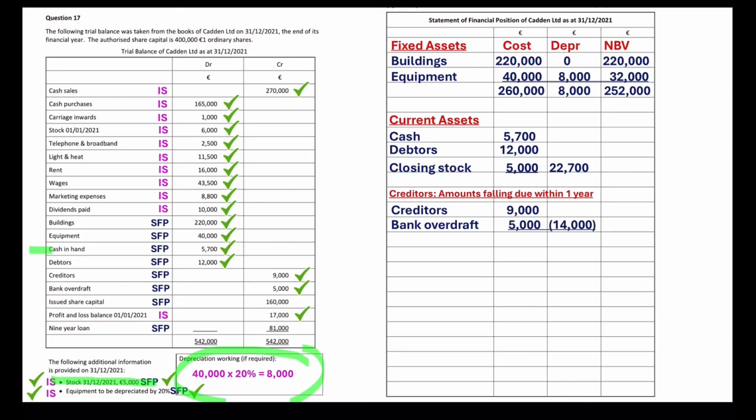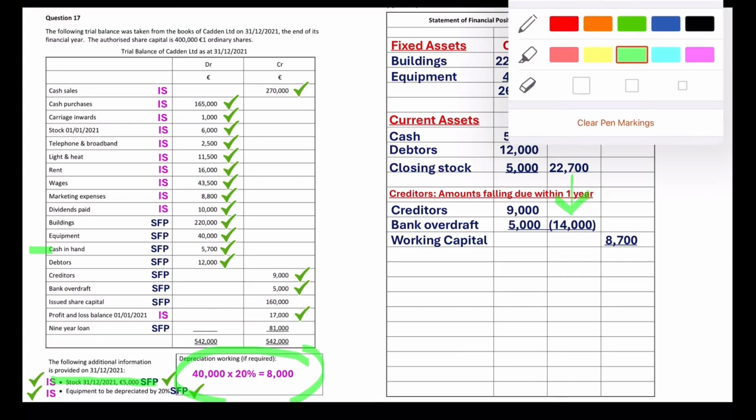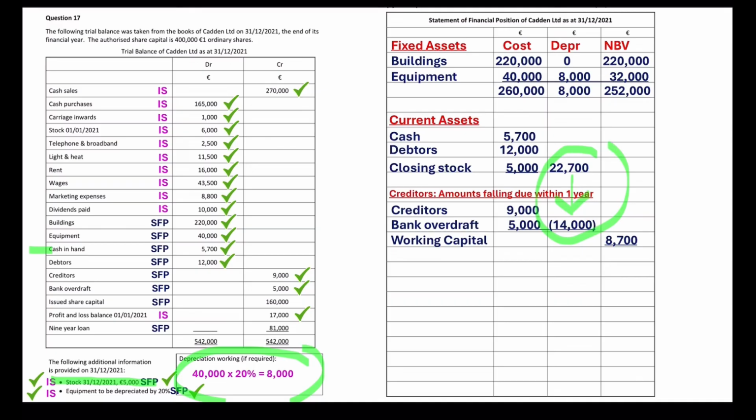You're going to take that away from your current assets. So you take your current liabilities away from your current assets, and that gives you your working capital figure. So your working capital figure is your current assets minus your current liabilities. And this is the day-to-day money that the business has. And they have a nice bit of money there. So that's really good.